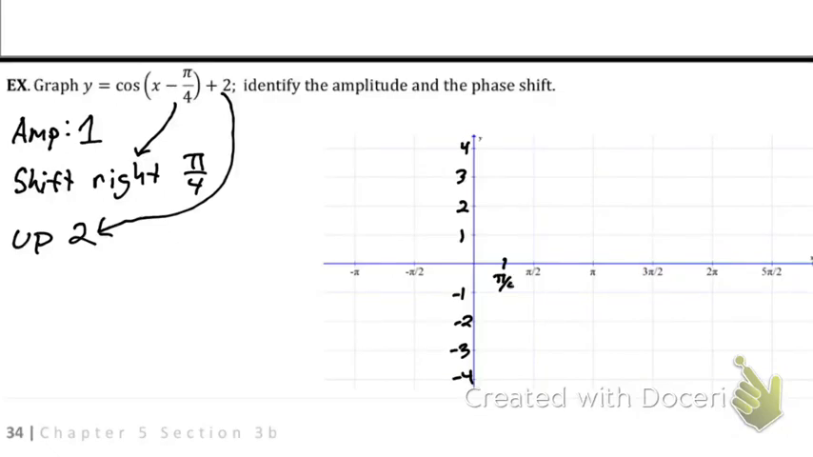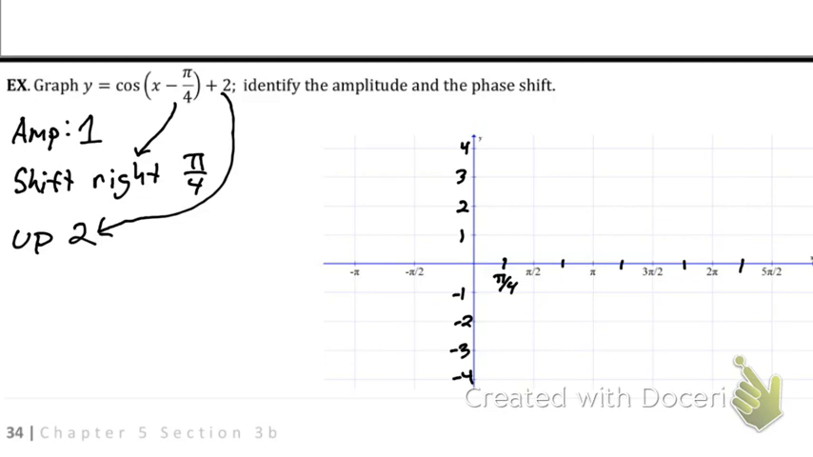So that's our pi over 4. So that means I should probably mark each of these halves, because that's how far we're moving. All right, so we're shifting right pi over 4, and we're going up. Well, cosine usually starts at 1. So we're going to go right pi over 4, and then we'll go up 1 unit.